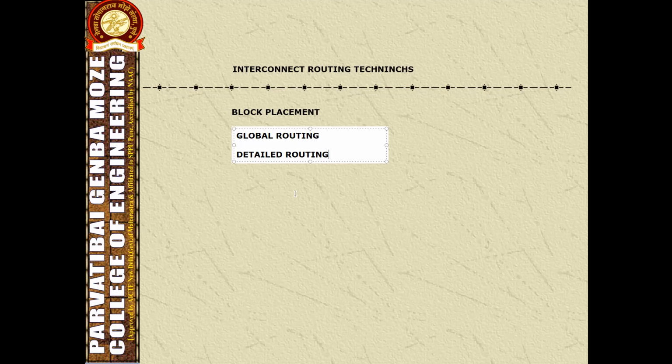In addition to this, the layout design is divided into these three floor planning phases. Except that, the layout design is divided into two types. First one is placement. Second one is routing.